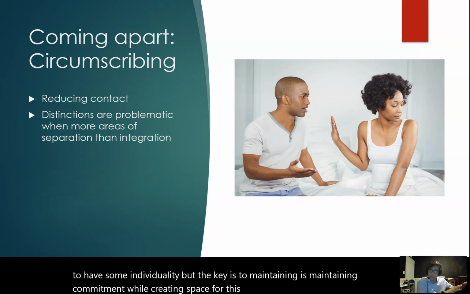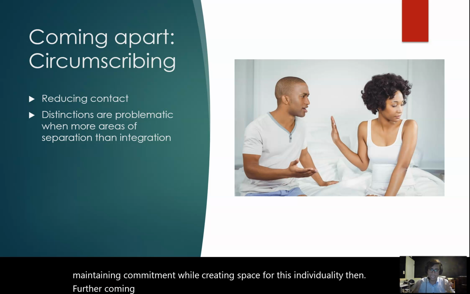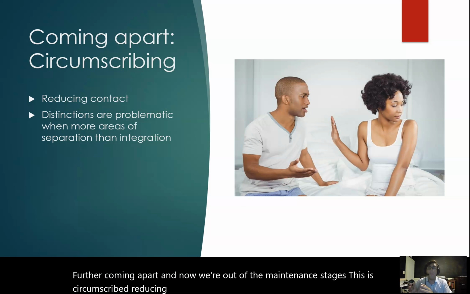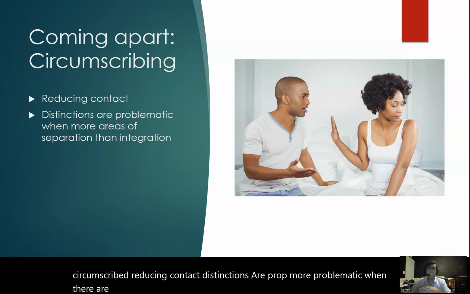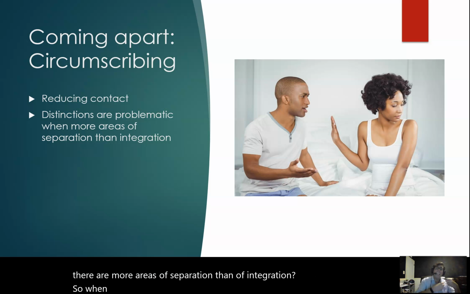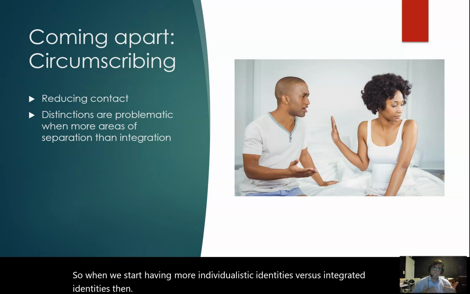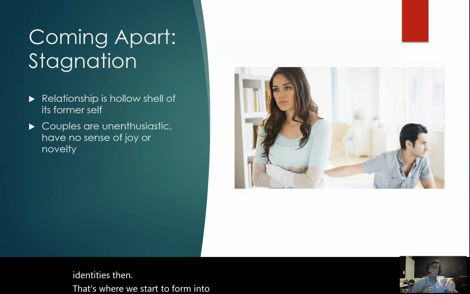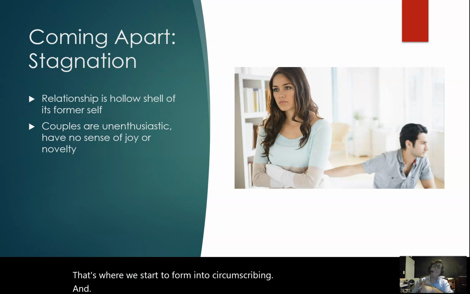Then, further coming apart, and now we're out of the maintenance stages, is circumscribing. This is reducing contact; distinctions become problematic when there are more areas of separation than of integration. So when we start having more individualistic identities versus integrated identities, that's where we start to form circumscribing. And now we move into stagnation.